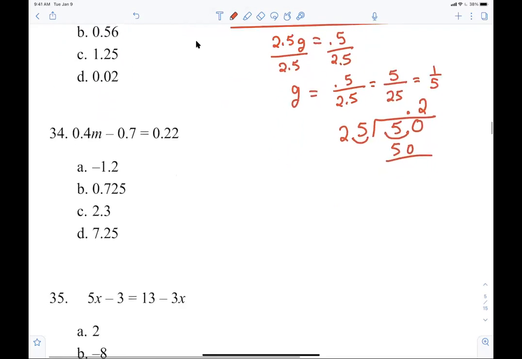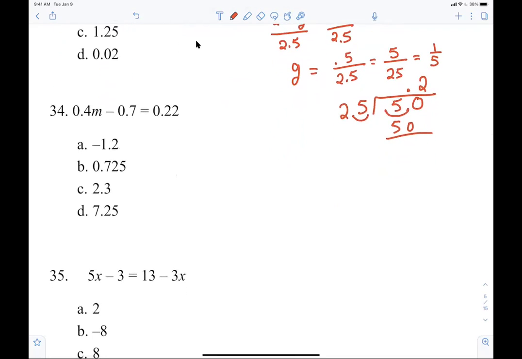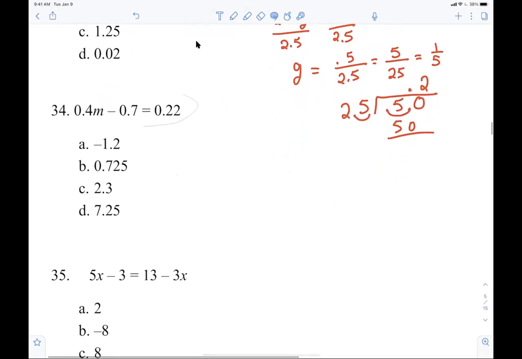All right, another decimal here. It's kind of annoying. All right, so let's take a look. Let's see how we're doing on this one. All right, so first thing I have to add what to both sides? Now, okay, guys, come on now. Add 0.7. When you're adding 0.7, what do I have to do?